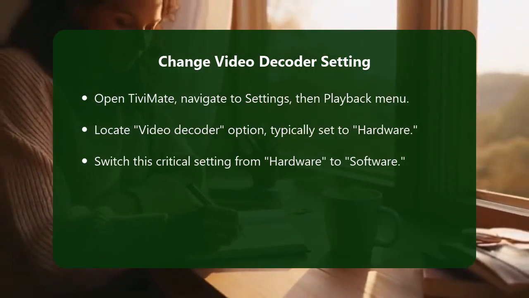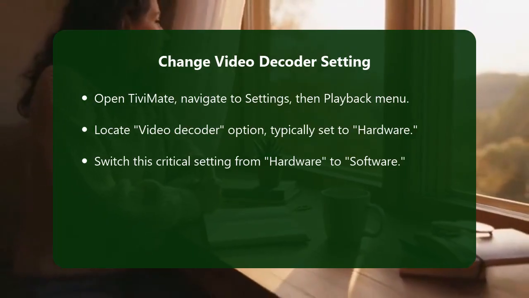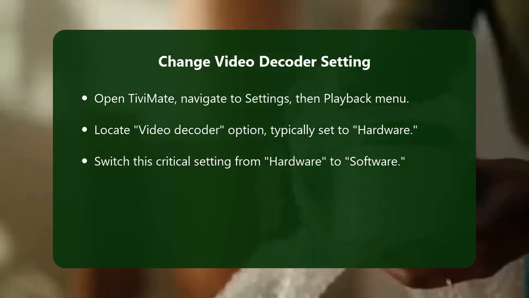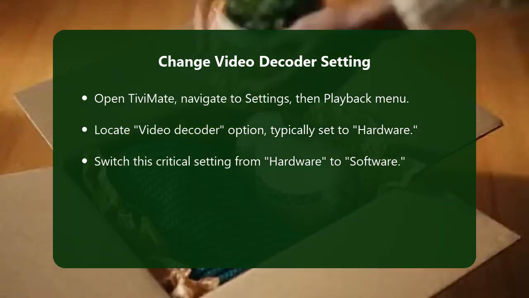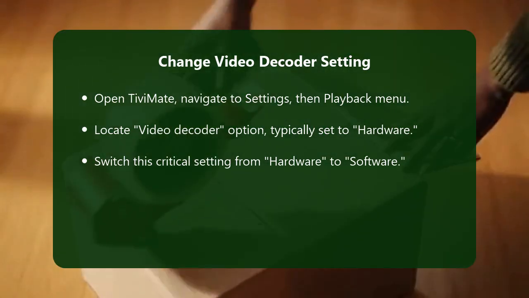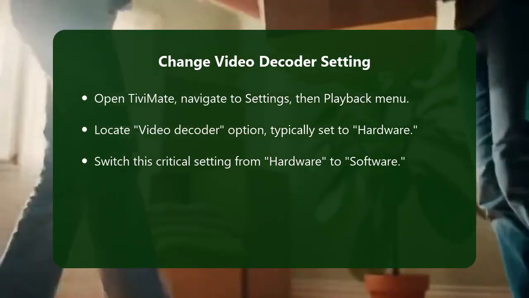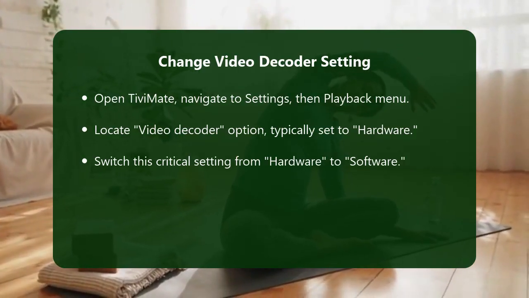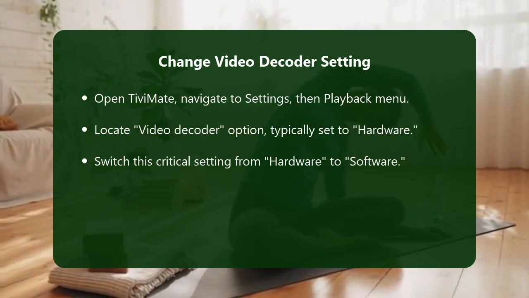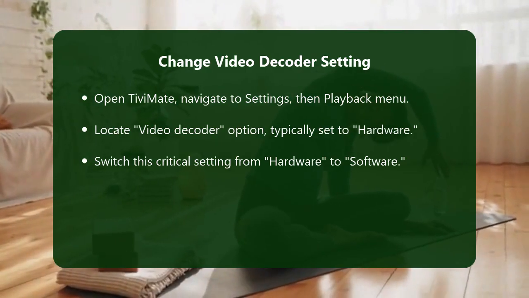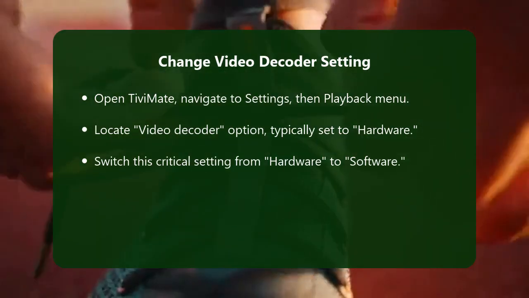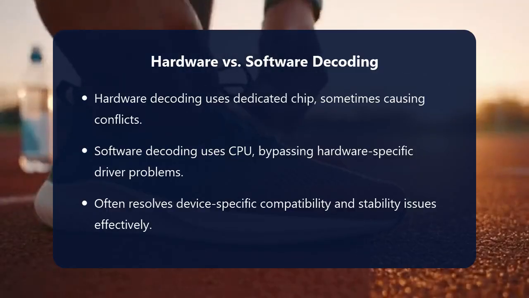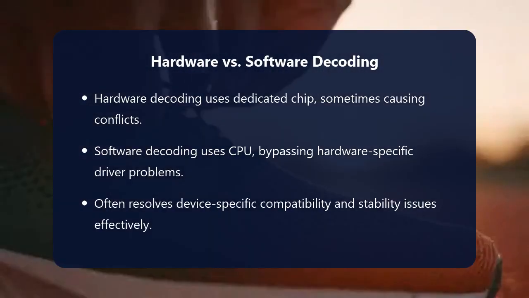By default, for optimal performance and efficiency, TiviMate usually tries to utilize your device's hardware decoder. Hardware decoding leverages a dedicated chip within your device, which is typically faster and more power efficient. However, sometimes, due to device-specific firmware quirks, codec incompatibilities, or even outdated drivers on your streaming box, this hardware decoder can struggle with certain video streams or become unstable, leading directly to that MediaCodecVideoDecoderException you're seeing. The easy fix is to switch this video decoder setting from hardware to software.